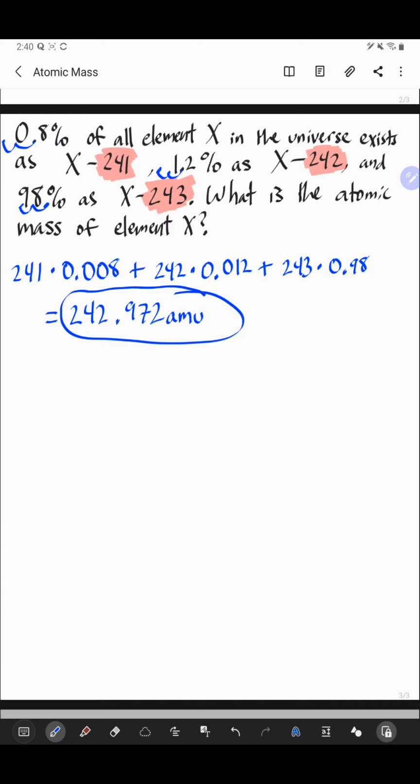But that's all I got for a review. So hopefully that helped. Study back through the original material if you need more practice. But that is atomic mass for us.